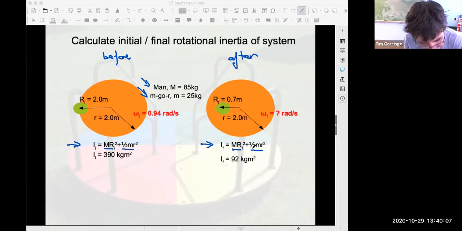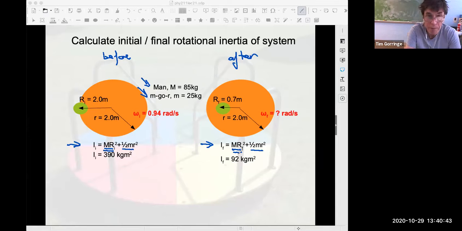Now the moment of inertia of the merry-go-round, the cylinder, doesn't change. It's just 1/2 times little m, the mass of the merry-go-round, times the square of little r, the radius of the merry-go-round. What changes the moment of inertia is the man moving closer to the axis of rotation. His initial position is 2 meters, further from the axis of rotation. The final position is 0.7 meters, closer to the axis of rotation.